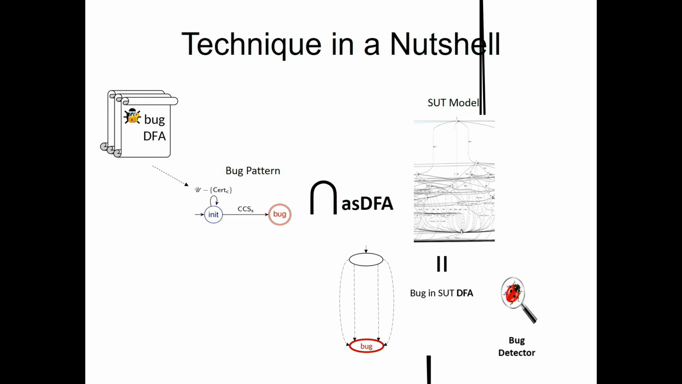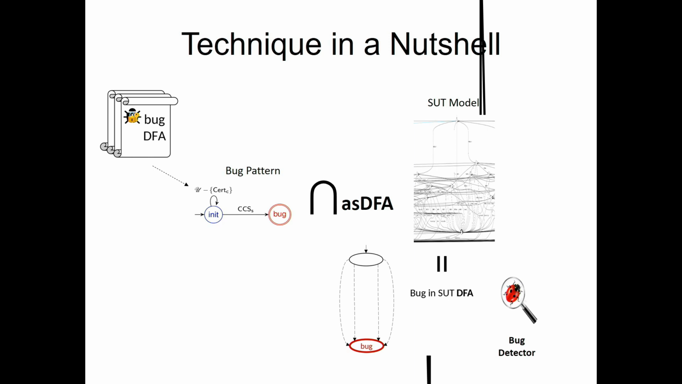So our technique in a nutshell does the following thing. It takes as input a set of bug patterns encoded as DFAs. It takes a model. It transforms this model, that technically is a Mealy machine, it's a function, into a DFA. It does language intersection. It does DFA intersection on these two things. And if the intersection is empty, we don't have a bug. If the intersection is non-empty, then there is a possibility that there is a bug.